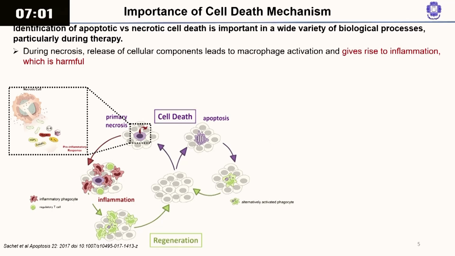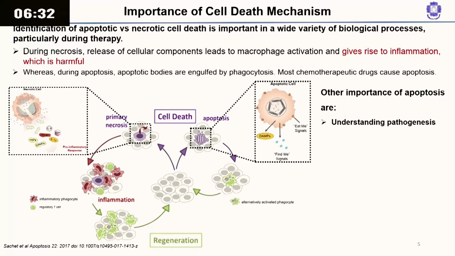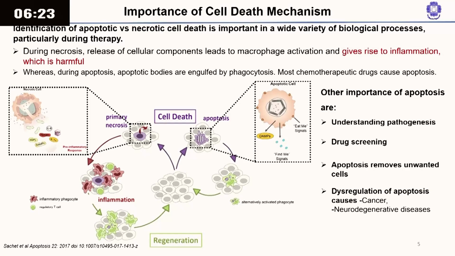During necrosis, the cytoplasmic fluid comes out of the cell, and it gives rise to inflammation, which is very harmful. But apoptosis is a very nice way to kill the cell. And we always aim to kill the cell in an apoptotic way so that it gets less harm. Other importance of apoptosis are understanding pathogenesis, drug screening, and removing unwanted cells. Dysregulation of apoptosis causes disease, neurodegenerative diseases like Alzheimer's, Parkinson's, and so on.